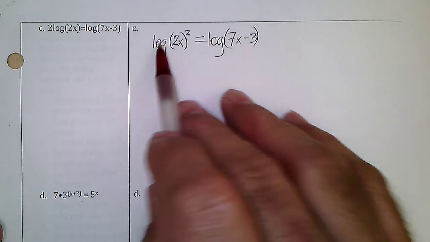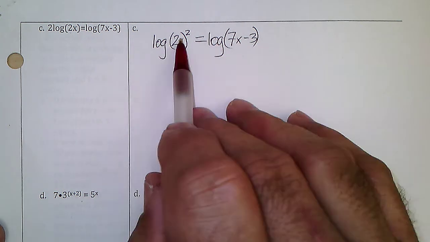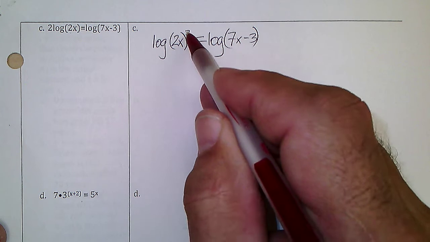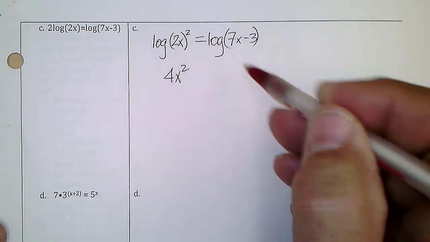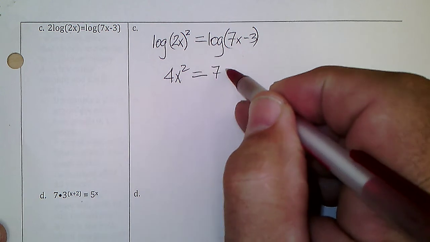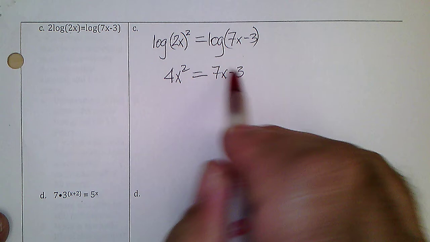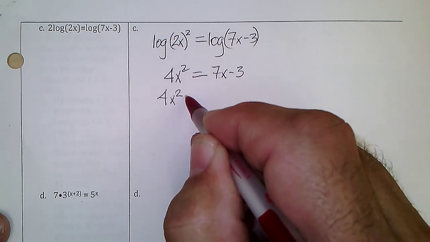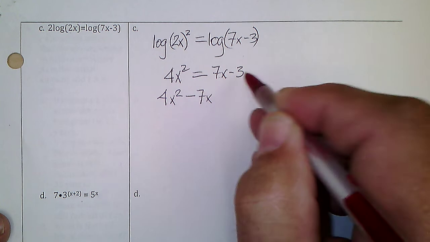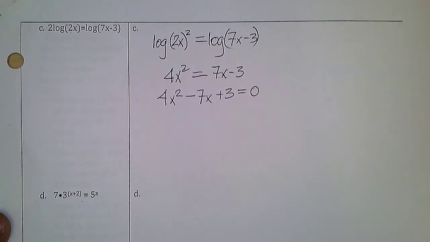And so they're both single logs on each side, so then I can drop the logs, and I get (2x) squared would be 4x squared, the 2 squared and the x, equals 7x minus 3. And since I've got a quadratic, I'll get it equal to 0, and I get 4x squared, subtract 7x from both sides, minus 7x, add 3 to both sides. Now I have a quadratic that I can either factor or use the quadratic formula.